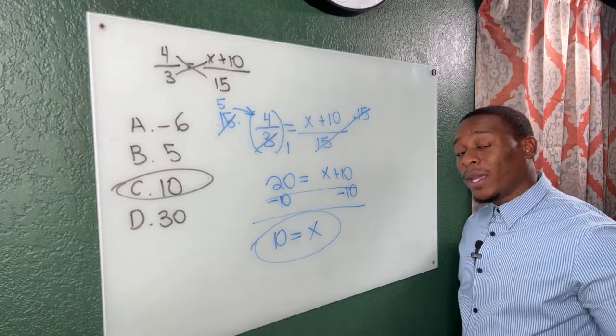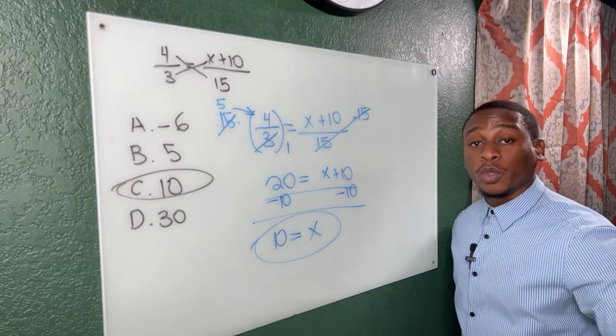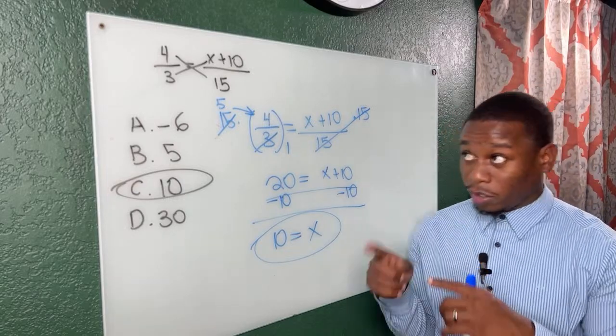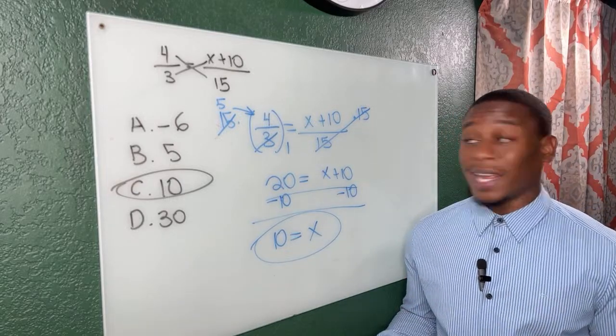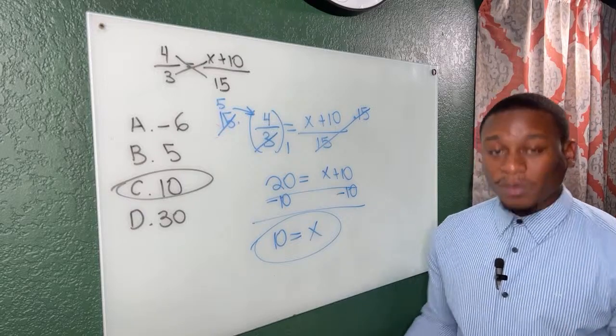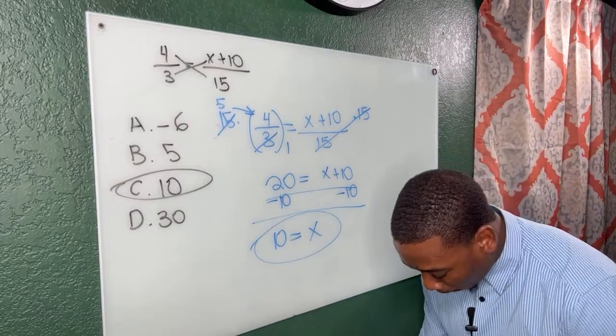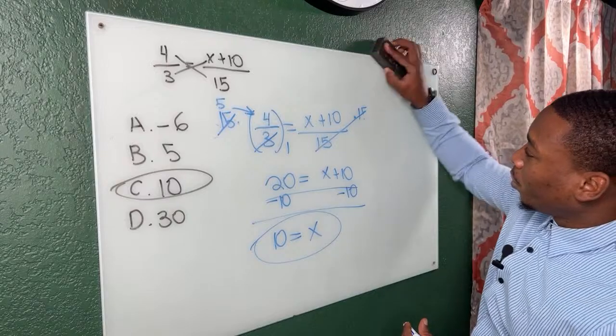Which one is the right way? Whatever works best for you. To be real with you, I would have just done the proportion and solved it like that. I wouldn't even deal with the fractions. But some students are better with fractions. All right, so that's problem number 2.